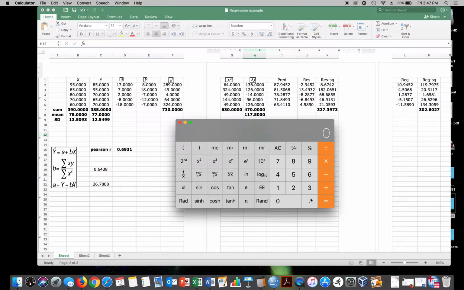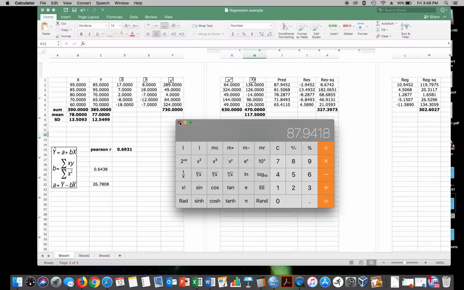All right, and so each of these values is what's predicted, just to show you how the math works. So the value of x was 95 times the beta weight, 0.6438, plus the intercept, 26.7808, and we get 87.94, which is what we have here. So you can see it works really well in terms of how we predict.